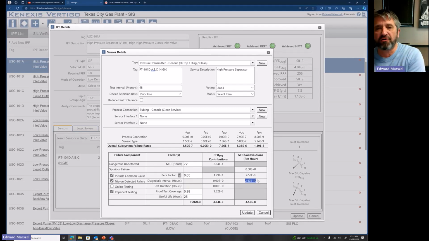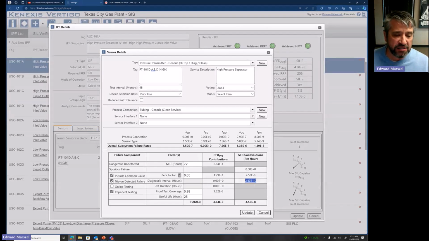You actually have a ledger. There's a PFD ledger and a spurious trip rate ledger. So if we trip on a detected failure, we're going to take that lambda S and shove it over to the spurious trip rate side of the ledger instead of the PFD side of the ledger, because we program the system to take this dangerous detected failure and make it a safe failure by causing the plant to shut down when a hazard is not actually present, which is why when you check on trip on detected failure, it's going to increase the spurious trip rate.